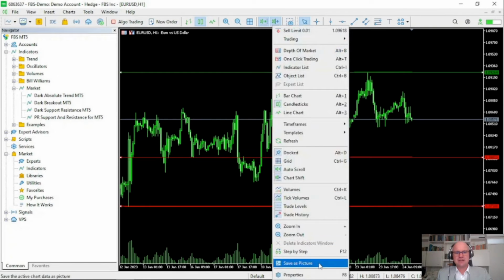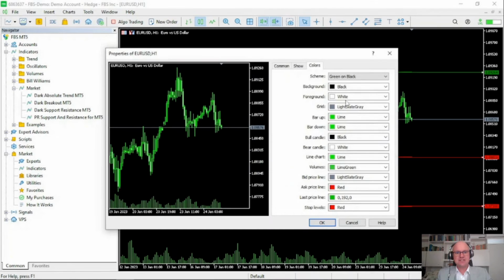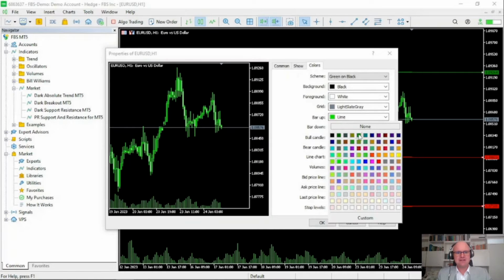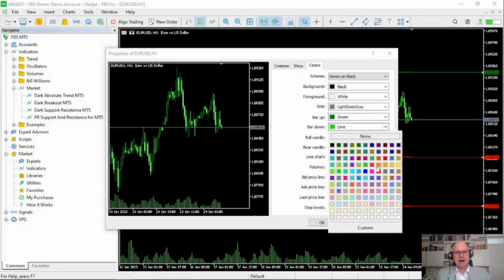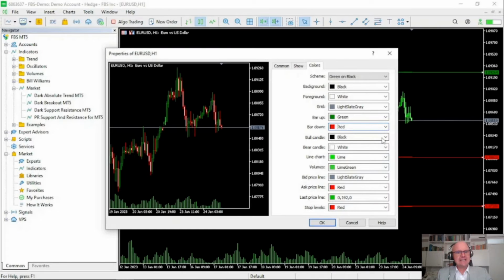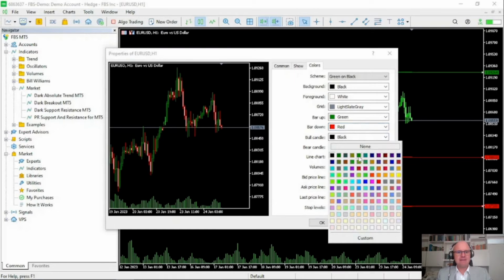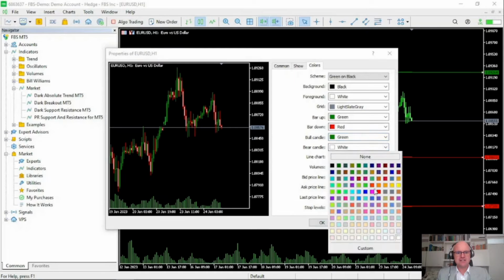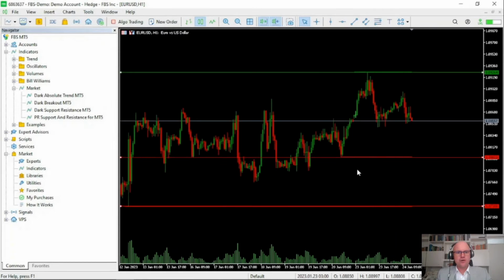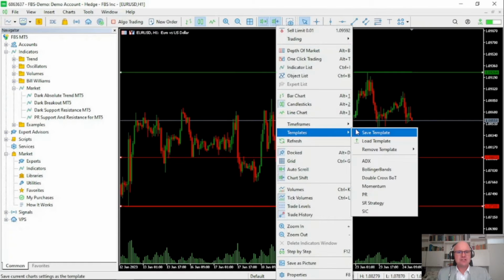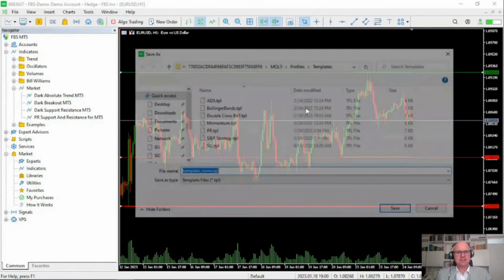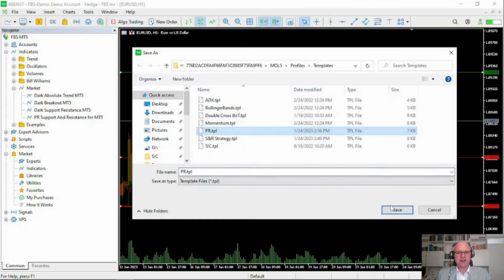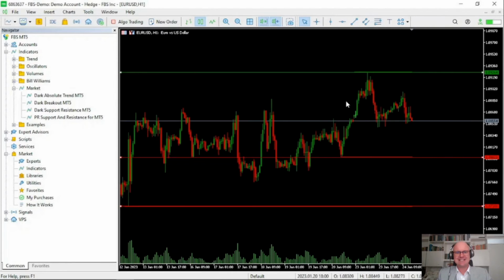So what I'm going to do next is save this as a template. First, we are going to change the bar up and bar down colors to make it easier to identify patterns in the market. If you want to use your own colors, you are more than welcome to. However, I prefer green for bull candles and red for bear. So I'm going to save this template so that we can use it as a part of our strategy testing.